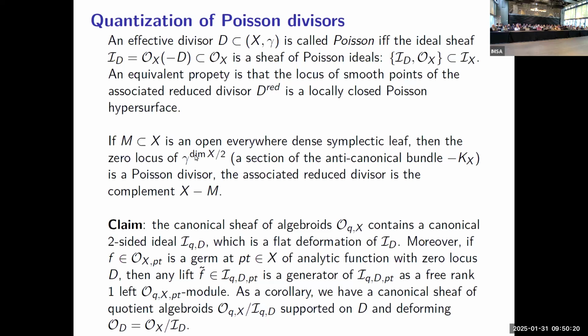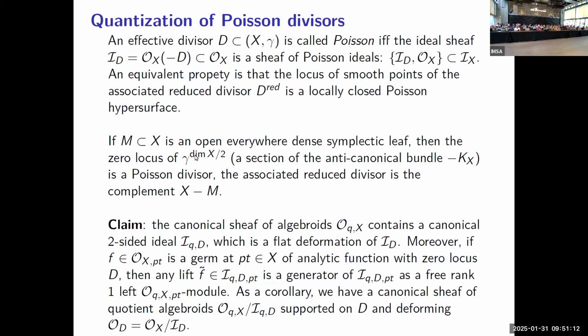And the claim is the following. In such a situation, when you have canonical quantization, not arbitrary quantization of the Poisson structure, but the canonical one, then the sheaf of functions contains a canonical two-sided ideal. This notion of ideal is invariant under inner conjugation, so it's okay. And it will be a flat deformation of the ideal of the divisor in the classical limit. Because we are on a smooth manifold, this Weil divisor is a Cartier divisor, so I can write it as the zero locus of some function. So I choose any function, at any point, which vanishes exactly at my divisor with the right multiplicity.